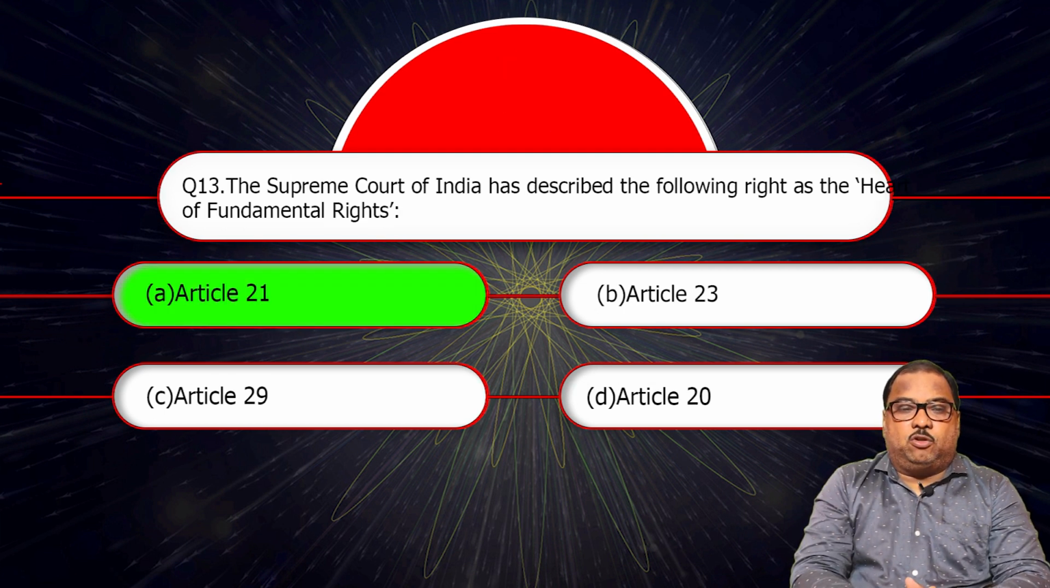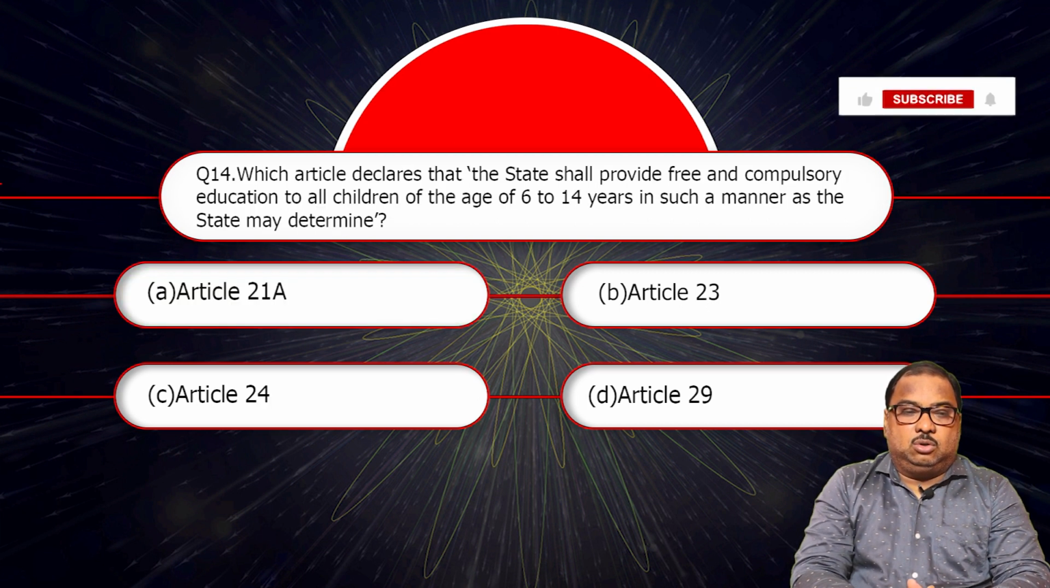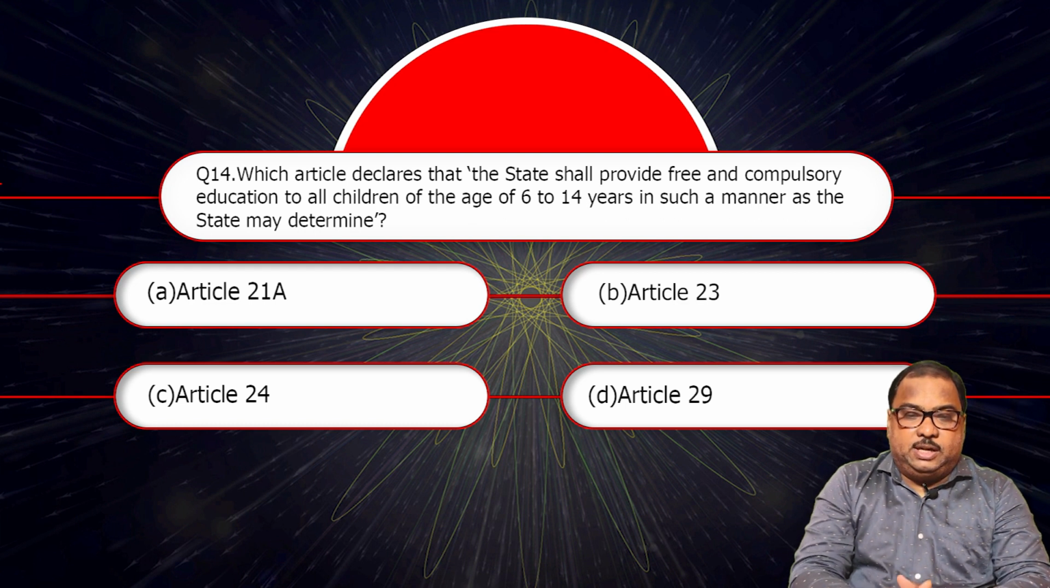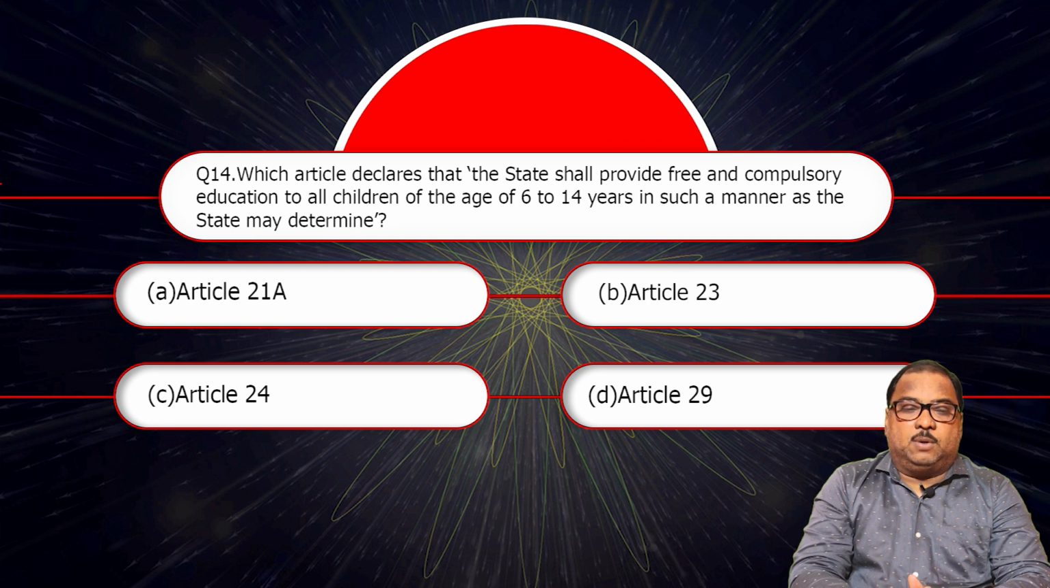And here is the correct answer for you. Option A, Article 21 is the correct answer. So Article 21, according to the Supreme Court, is the heart of fundamental rights. Next question. Which article declares that the state shall provide free and compulsory education to all children of the age of 6 to 14 years in such a manner as the state may determine, which is also known as the right to education? Your options are option A, Article 21A, option B, Article 23, option C, Article 24, option D, Article 29. Your time starts now.